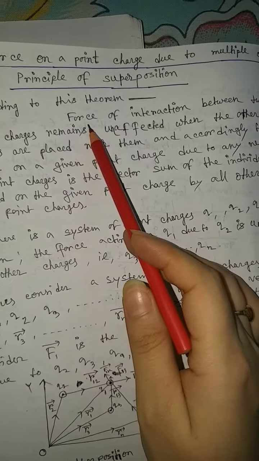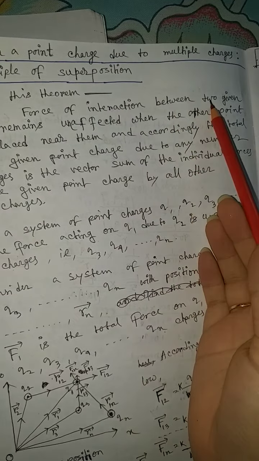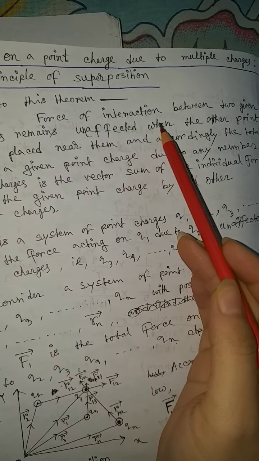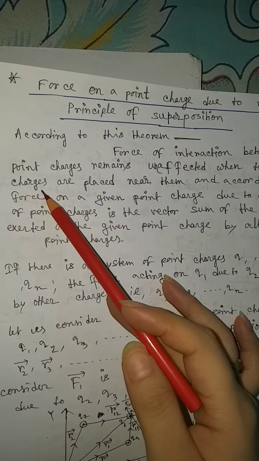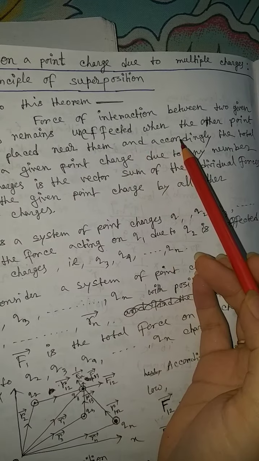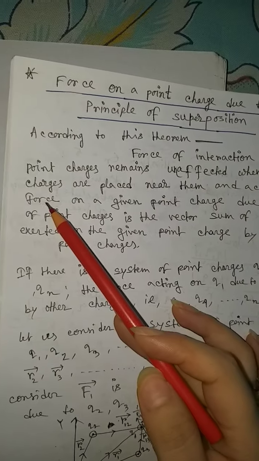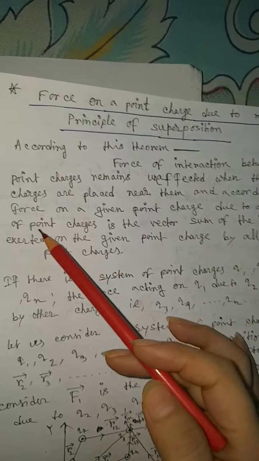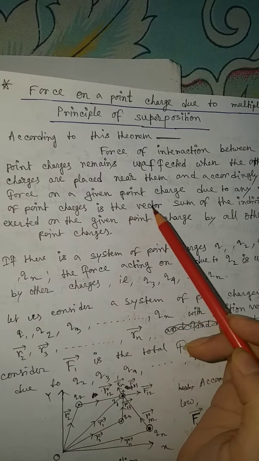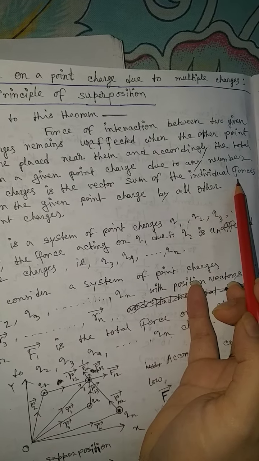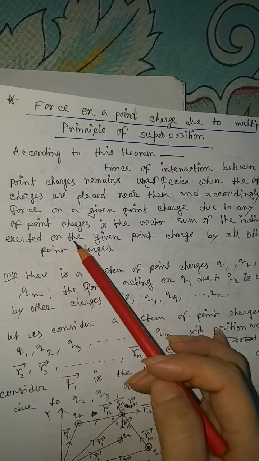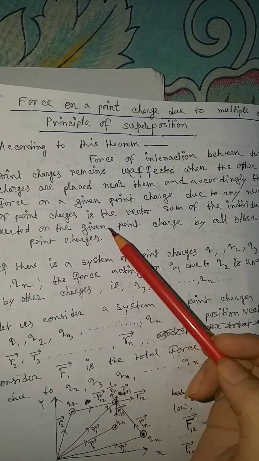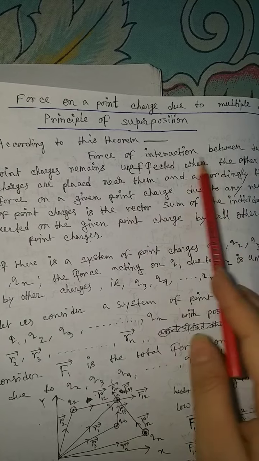According to this theorem, the force of interaction between two given point charges remains unaffected when other point charges are placed near them, and accordingly the total force on a given point charge due to any number of point charges is the vector sum of the individual forces exerted on the given point charge by all other point charges. So this is the superposition theorem.